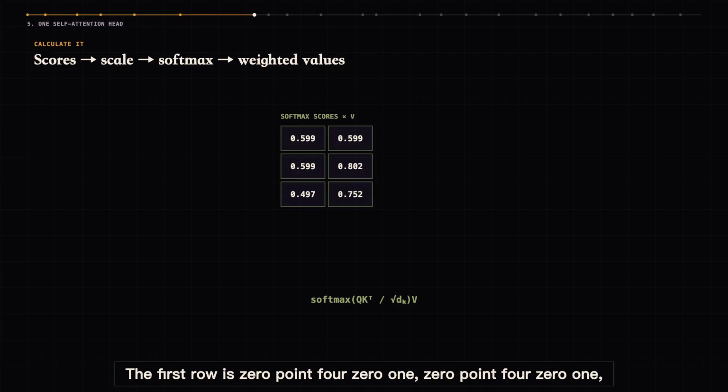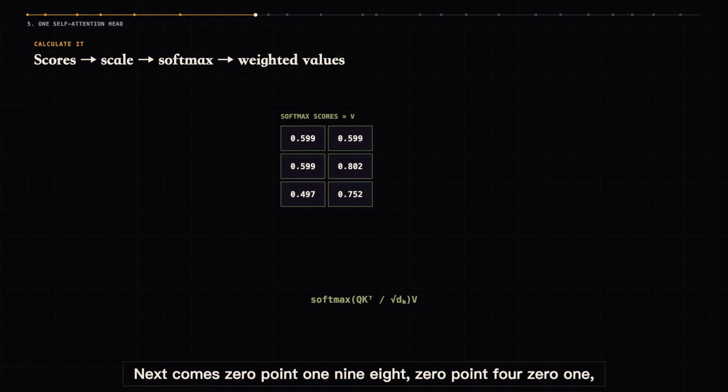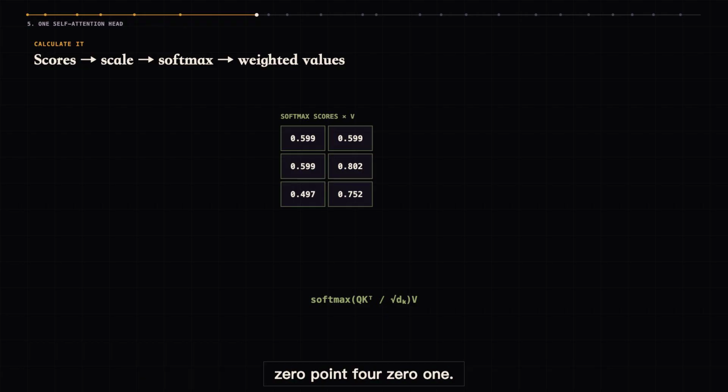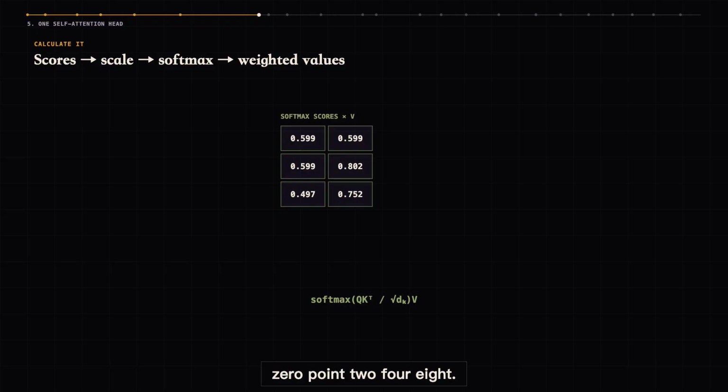0.401, 0.401, 0.198. Next comes 0.198, 0.401, 0.401. The final row is 0.248, 0.503, 0.248.